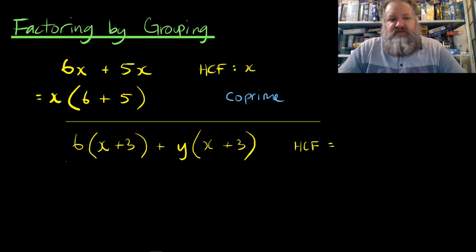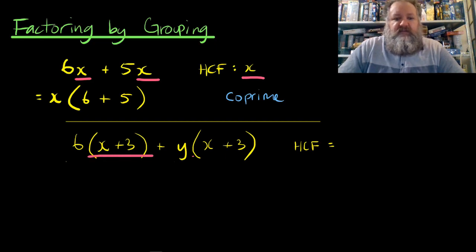Well, let's go back to that first instance. I had x in both of them. My highest common factor was x. Well, here, my highest common factor is actually x plus 3. So I can write that down as my highest common factor. It'll be x plus 3.